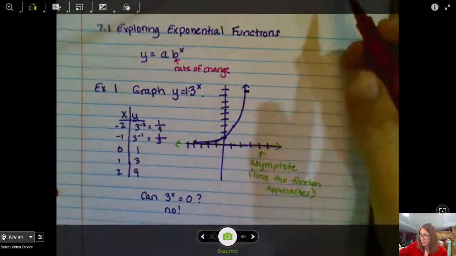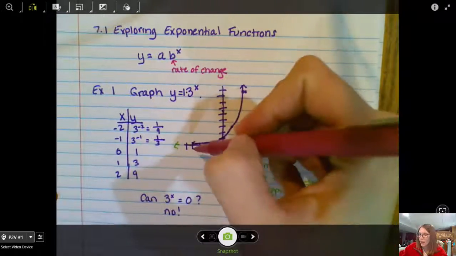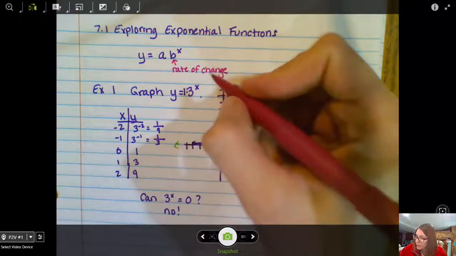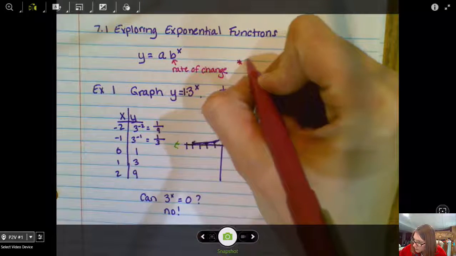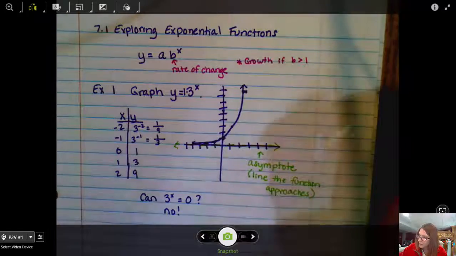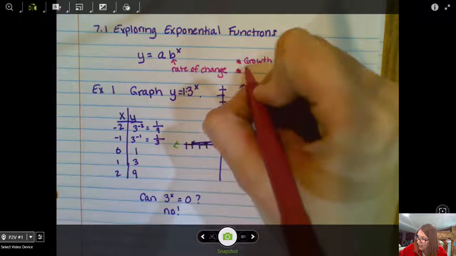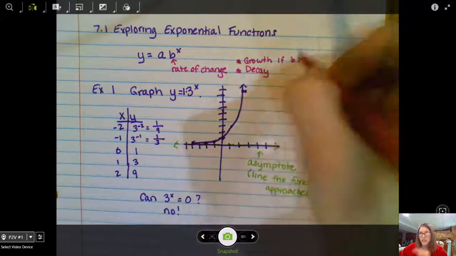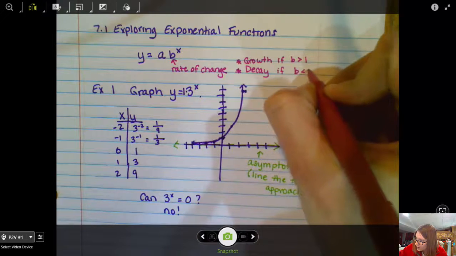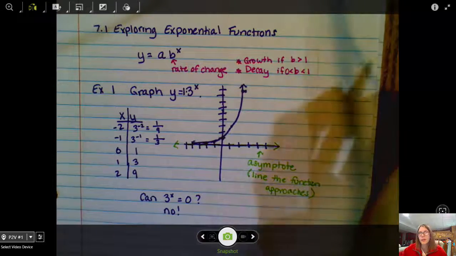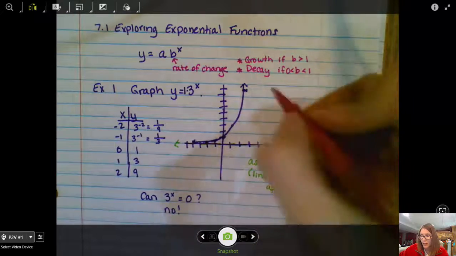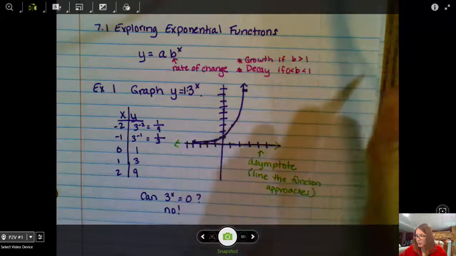Okay, and going along with that, we will have exponential growth if this b value is more than 1. And we'll have exponential decay, where our function is decreasing, if b is between 0 and 1. Okay, now b will have to be positive, b cannot be negative. So that's why I have the b is between 0 and 1 piece.